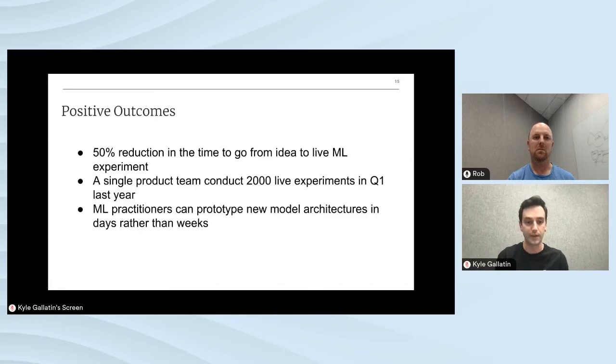Finally, the ability to prototype completely new model architectures, not just new hyperparameters or new features, quickly has led to an explosion of more novel modeling techniques and model improvements making their way to both experimentation and production, which has been huge for the leaps and bounds we're making in the ML space.